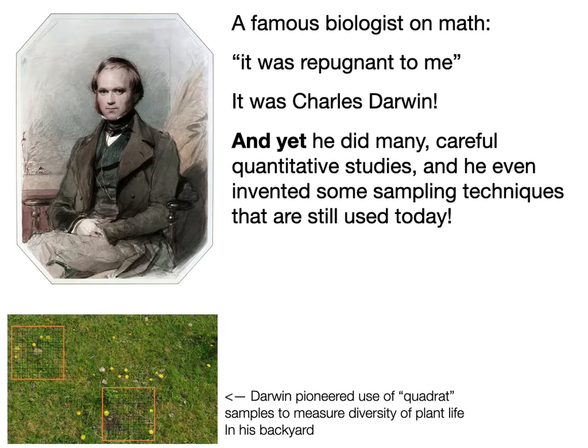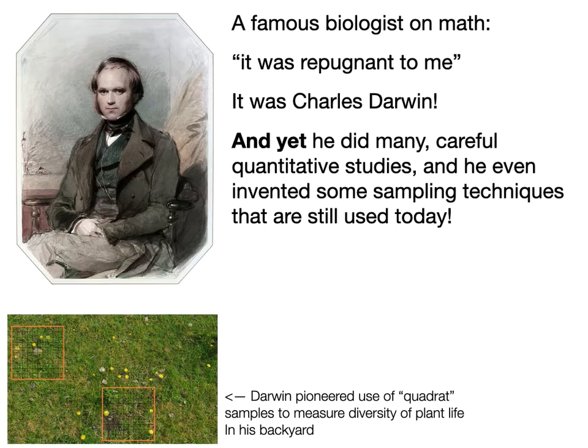As an example, he pioneered the use of quadrat samples, which are when you want to sample an area of landscape, quadrats are like little blocks that form your units of a sample. And so he invented that and he used that to measure the diversity of plant life in his own backyard. So he was bad at math, but he thought a lot about variation. He spent decades thinking about it and he developed a statistical intuition.